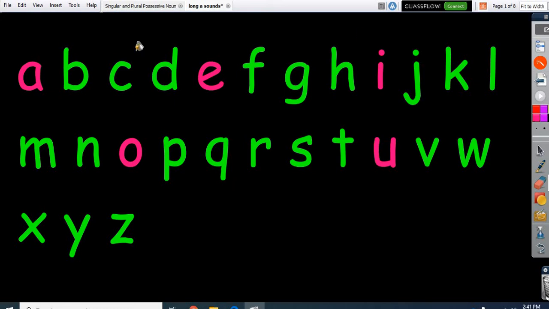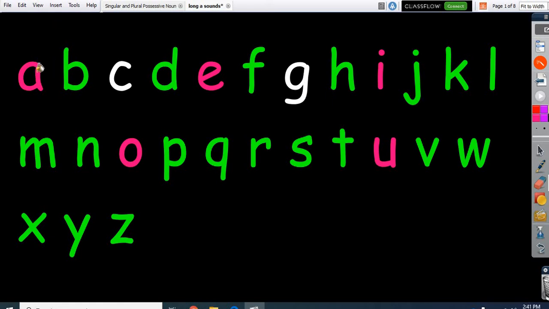And the only thing that we have learned that's different about some of these consonants, if you remember, we talked about C and G, how they could make different sounds. Remember, they were soft and hard, and the hard C and G sounded normal, but the soft C made the S sound, and the soft G made the J sound.